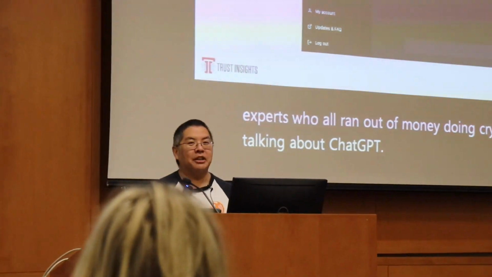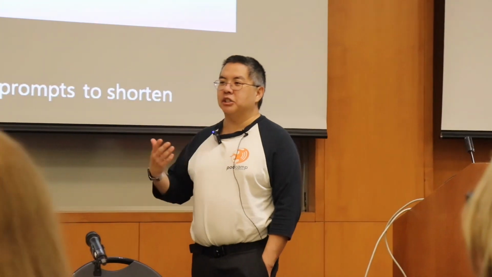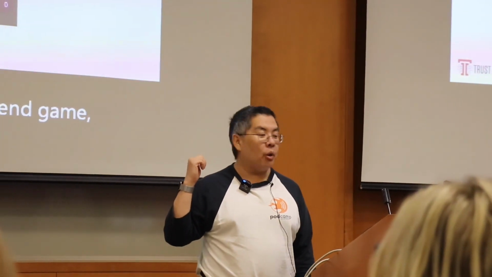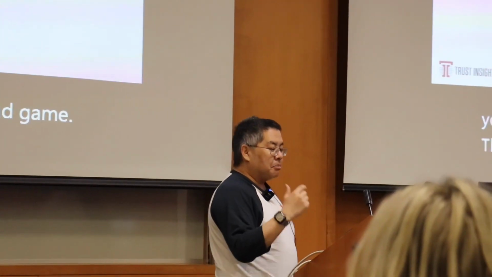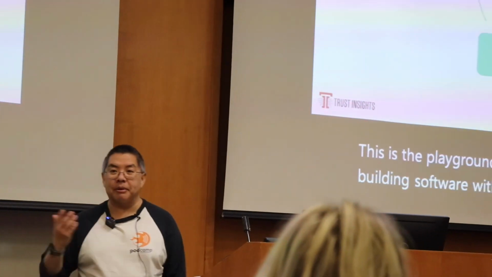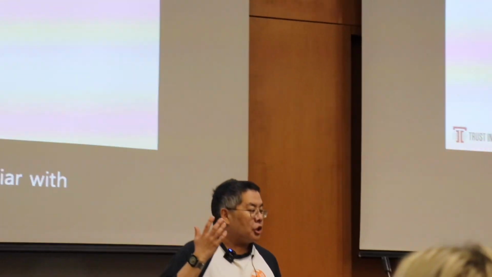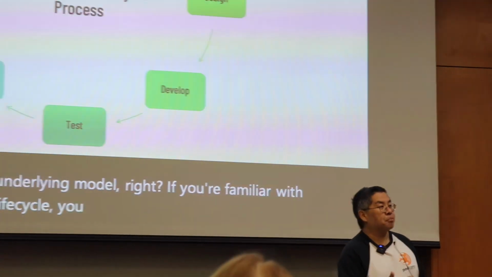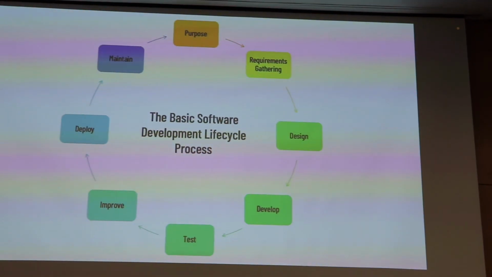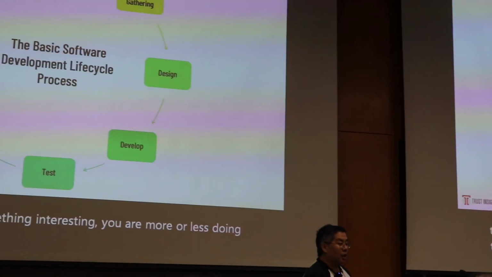And everyone's talking about how you use these prompts to shorten your work cycle, make yourself more efficient, etc. This is not the end game. This is the playground for humans to toy with the model. The end game is building software with the underlying model. If you're familiar with the software development lifecycle, when you're writing these prompts to make the machine do something interesting, you are more or less doing the first 3 stages of software development.